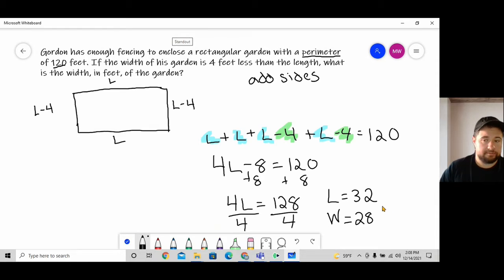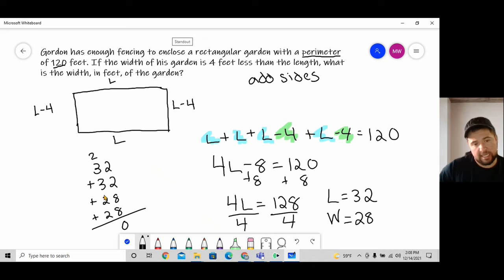And we can check. Is 32 plus 32 plus 28 plus 28 equal to 120? 2 plus 2 is 4, plus 8 is 12, plus 8 is 20. Carry the 2. 2 plus 3 is 5, plus 3 is 8, plus 2 is 10, plus 2 is 12. It works out. Yay.